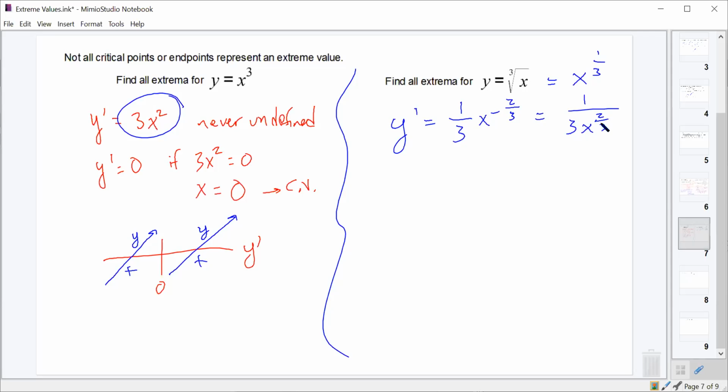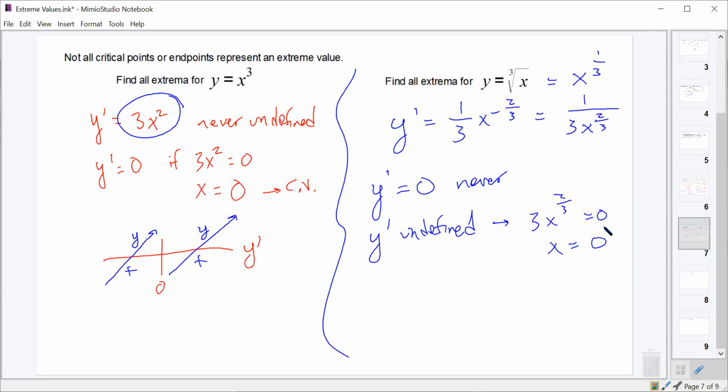So when does a fraction equal 0? When does y prime equal 0? Never. Only if the numerator is equal to 0, which it can't, because the numerator would have to be 0. So we can say y prime is never 0. But when is y prime undefined? Well, when the denominator equals 0, right? So if 3x to the 2/3 equals 0, which would be x equals what?